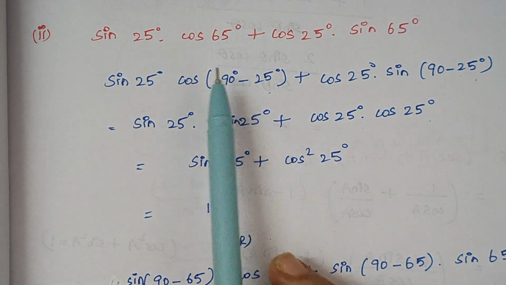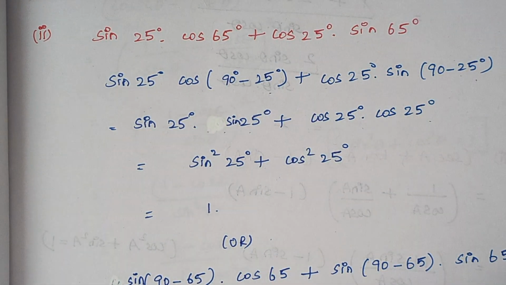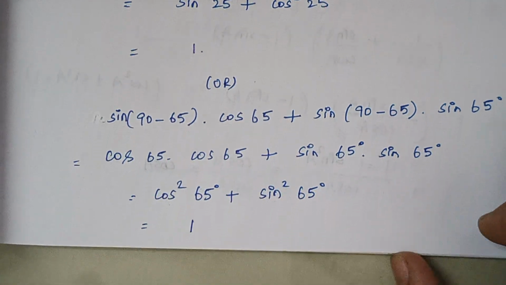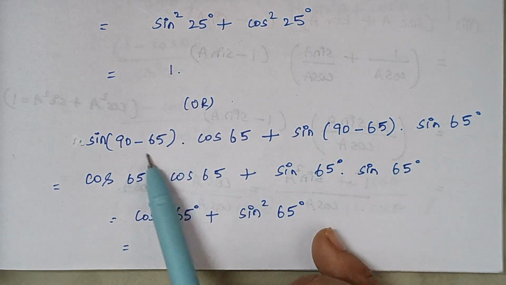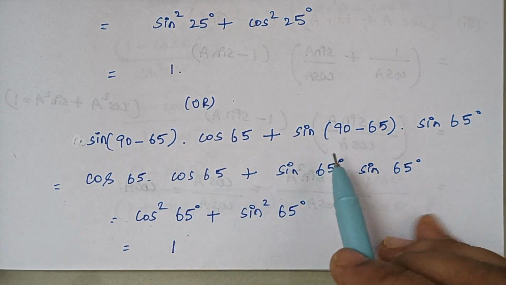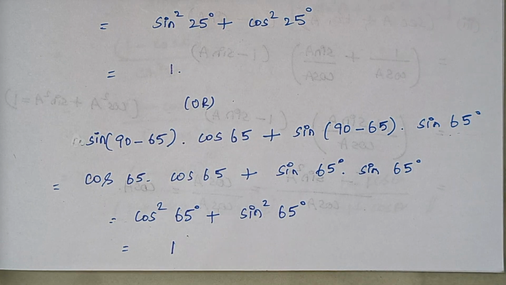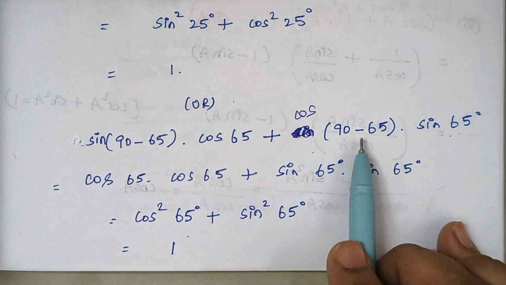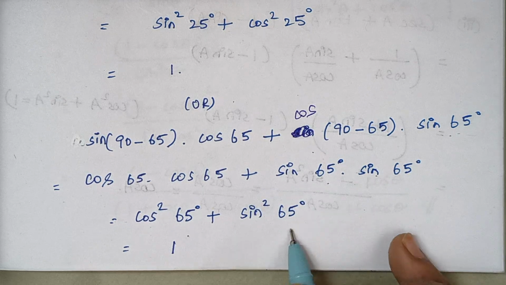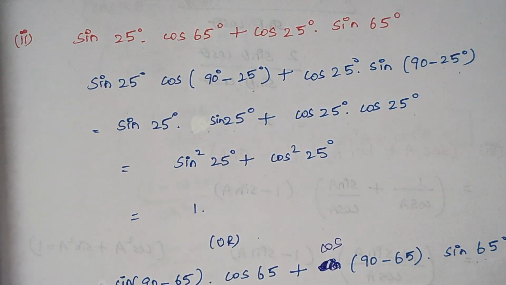In other words, you can keep this cos as such and write an expression for sin, and here also you can keep your sin and write an expression for cos. In both ways it is correct. So here sin 25 is written as sin 90 minus 65. Sin 90 minus theta is nothing but cos theta. Here the theta value is 65, so cos 65. And cos 65 into cos 65 becomes cos square 65. Similarly, we keep this sin 65 as such, and cos 25 is written as cos 90 minus 65. So cos 90 minus theta is sin theta. Again theta is 65, and when these two get multiplied it becomes sin square 65. So cos square theta plus sin square theta becomes 1 here. In both ways you can solve the problem.